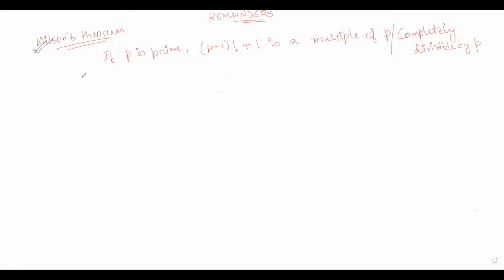Now let us see what is Wilson's theorem. Suppose if p is a prime number, then p minus 1 factorial plus 1 would be a multiple of p, or would be completely divisible by p. So what does this mean? Let us take an example here. Let us assume a prime number p to be 5. So p minus 1 factorial would be 5 minus 1 factorial, which would be 4 factorial, that is 4 times 3 times 2 times 1, which is 24. So p minus 1 factorial plus 1, that is 24 plus 1, would be 25, which is completely divisible by 5.